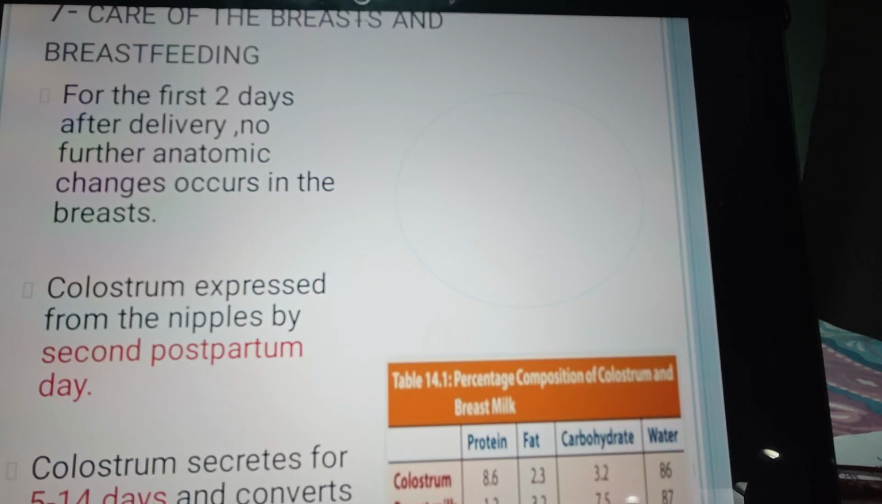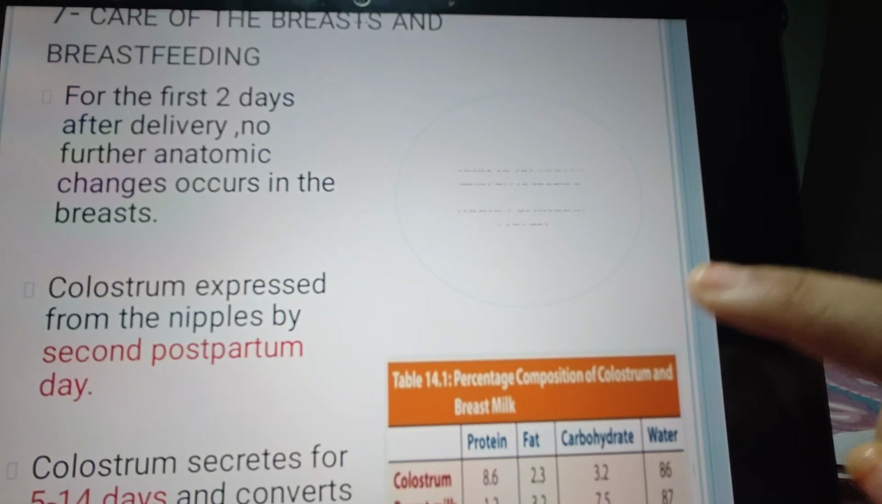Now colostrum can be secreted from 5 to 14 days and converts into mature milk by 4 to 6 weeks. So this is the content or percentage composition of colostrum and the breast milk. So the colostrum contains KFC in less amount. What is K? K is potassium, F is fat, and C is carbohydrate. So fat, carbohydrate and potassium are less in case of colostrum, while protein is more. So colostrum contains high amount of protein, while breast milk contains lesser amount of proteins, and the water content is around 86 to 87%.